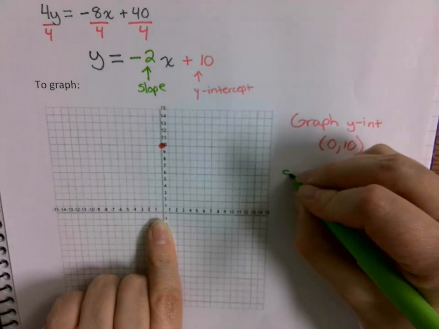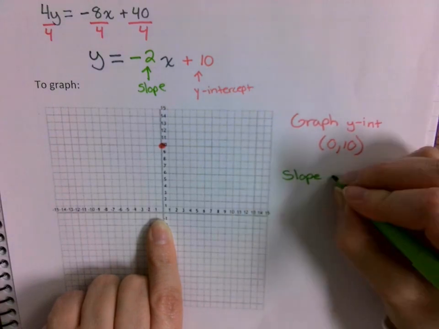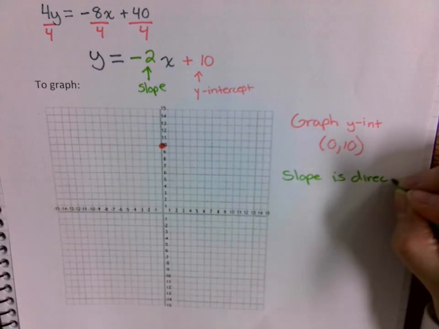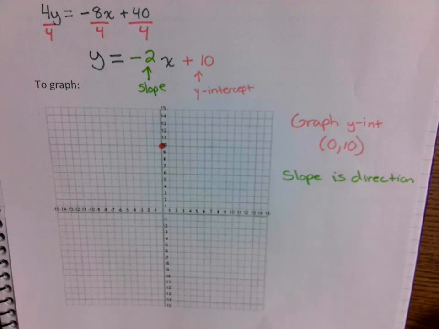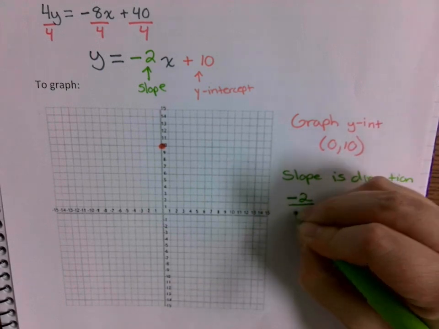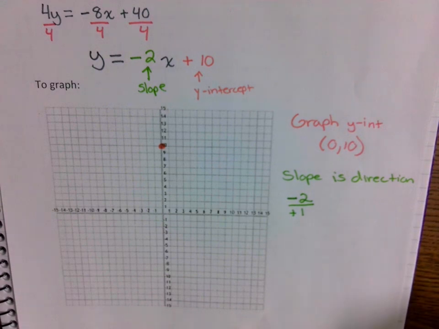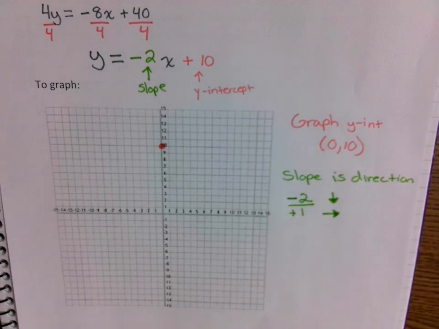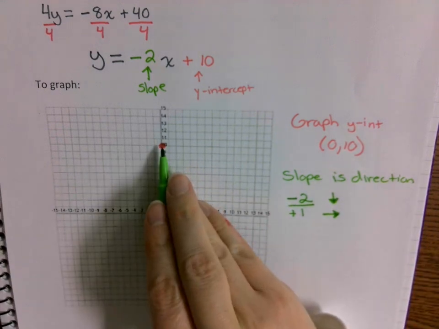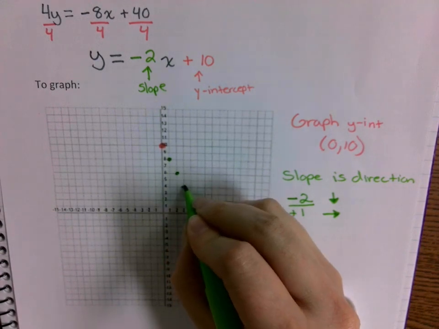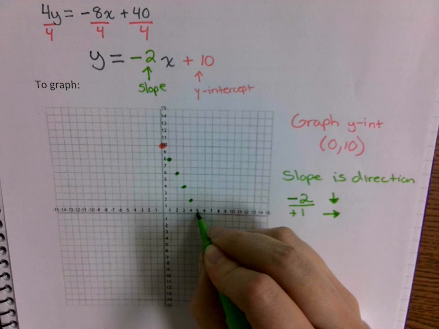It's telling me which way to turn. So slope is the direction that you're going to be following from that y-intercept. Now there are two directions that you can navigate. We could write the slope as a -2 over a +1, which indicates that we would go down 2 and then to the right 1. So I can start at my y-intercept, go down 2 and to the right 1, down 2 and right 1, and I can keep doing this over and over again as often as I would like.